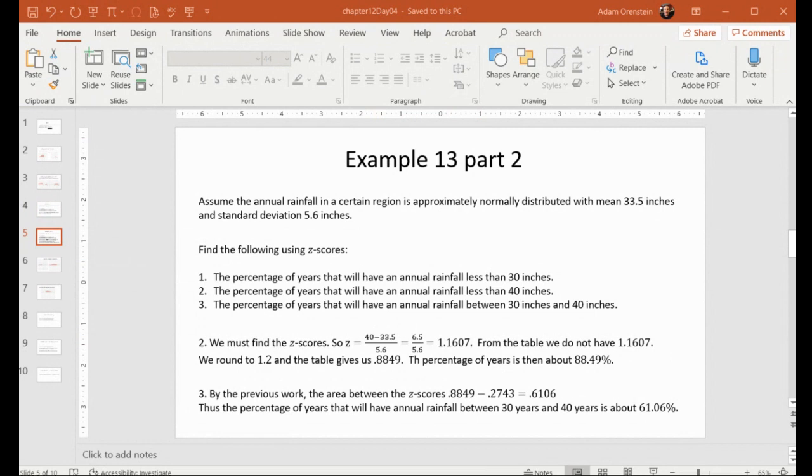We take the 40, the data value, we subtract the mean, and we divide by the standard deviation. That's what we're doing. When you do that, you get the z-score of 1.1607. That's our z-score.